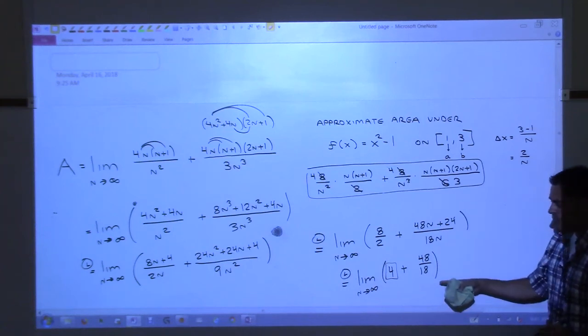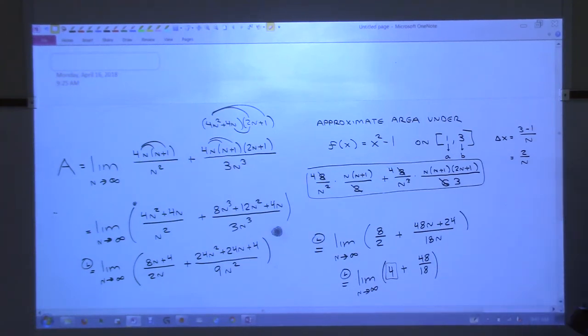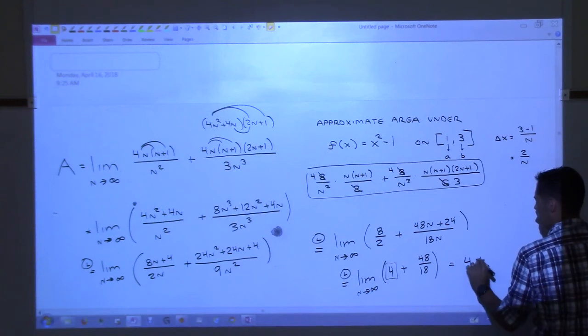So this is okay? Does that reduce? I think a number goes into that. Does 6 go into that?